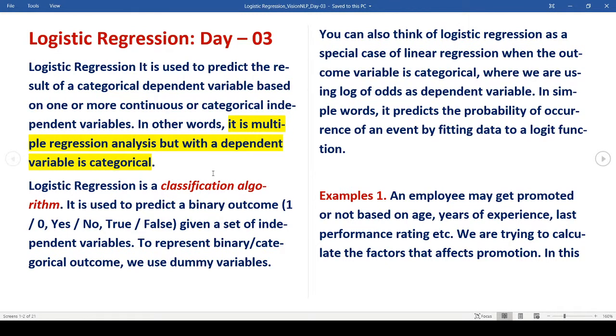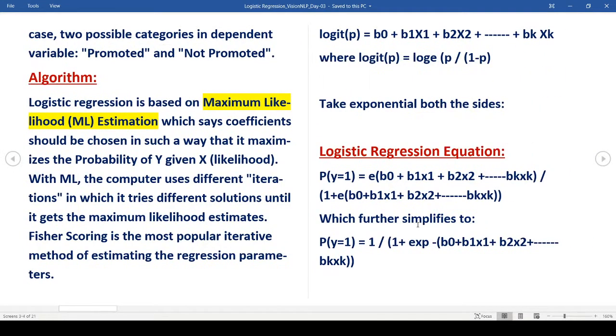Because in the last session we have seen y equal to a plus bx, right? And here we can take the logarithm on both sides and see how it works. So for example, let's say an employee may get promoted on the basis of age, years, and maybe his last performance rating, right? What we are trying to calculate here is whether he will get promoted or not. So we have two categorical values: one is promoted, one is non-promoted.